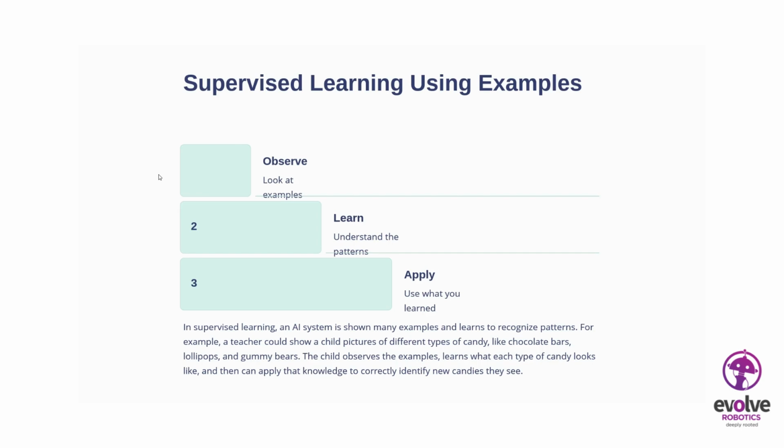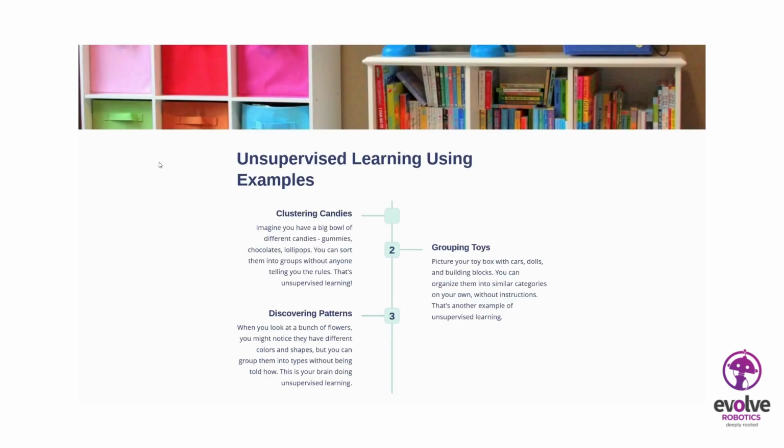And the next comes the unsupervised learning. In unsupervised learning, machines learn without any prior instruction. That means they don't have any labeled data sets to learn from.